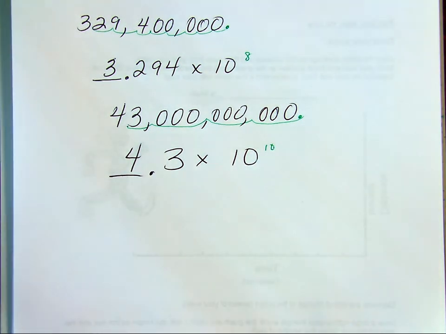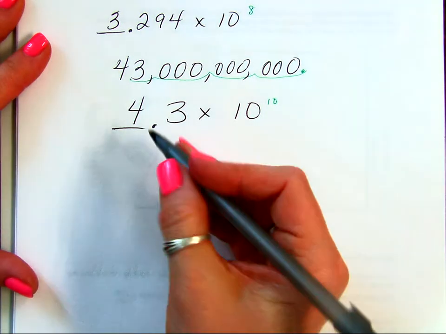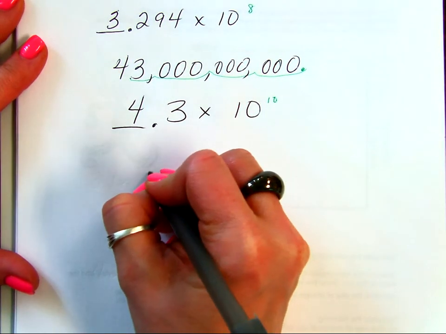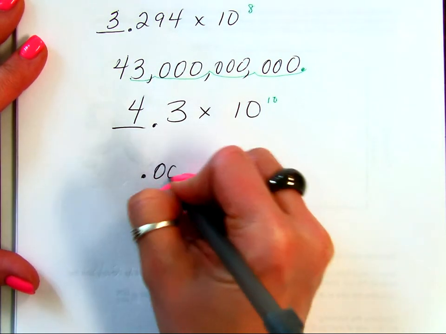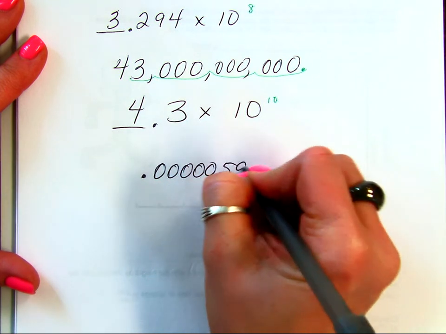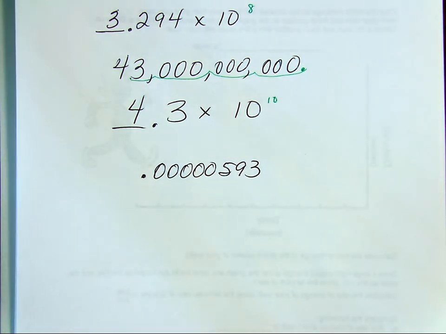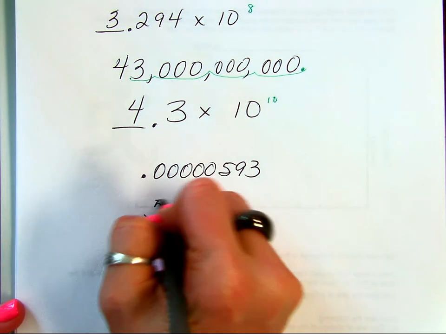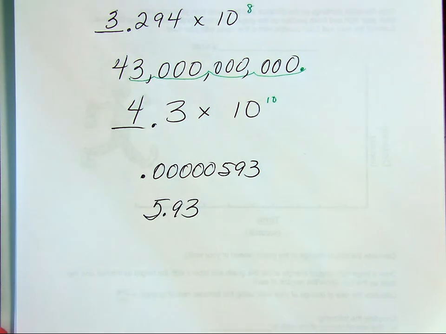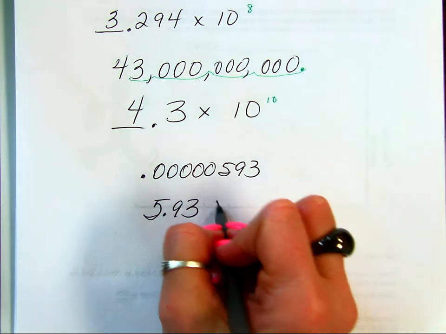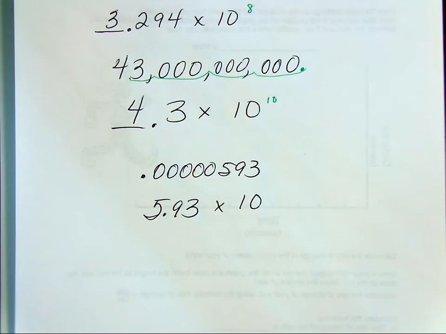Okay, ready? Maddie asked for this one earlier. So if I have something like 0.0000593, I need that number written in scientific notation. So I always start by setting it up. Where do I want the decimal to be? I want it to be after the 5. All of your other non-zero numbers go with it. Times 10, and now I got to figure out the exponent, right?